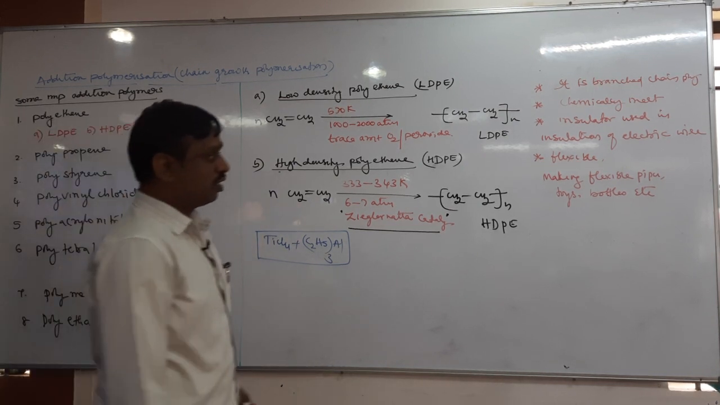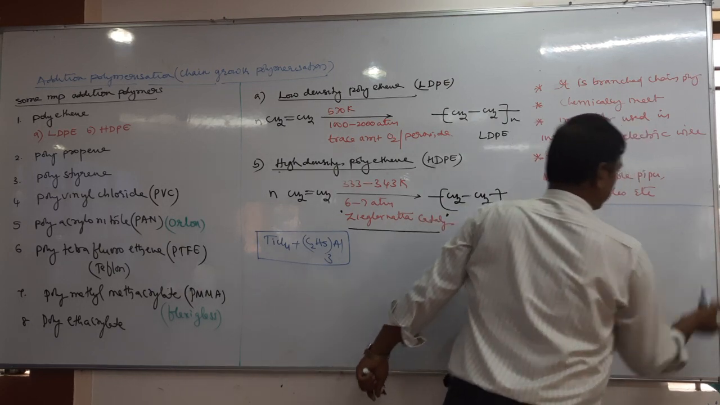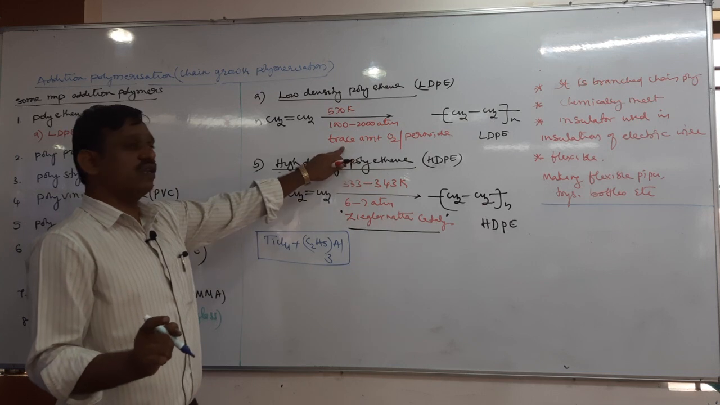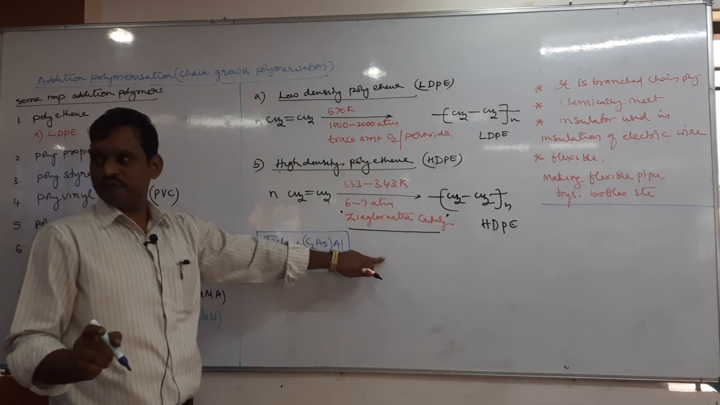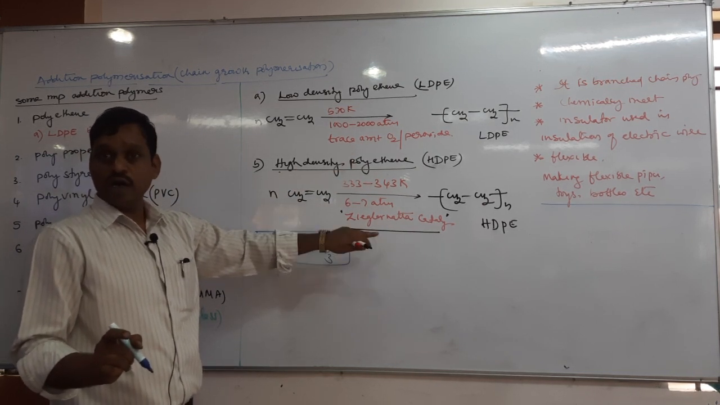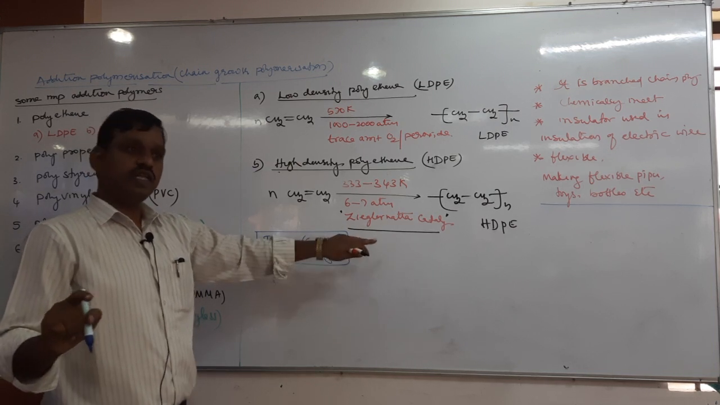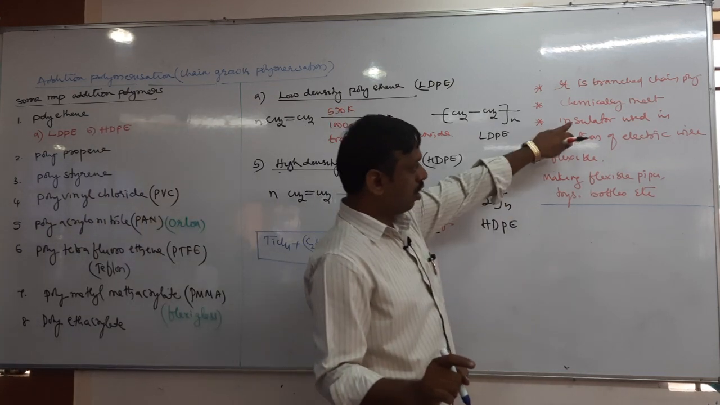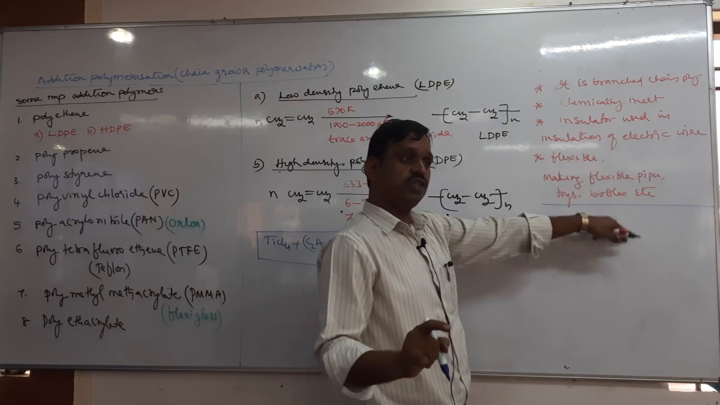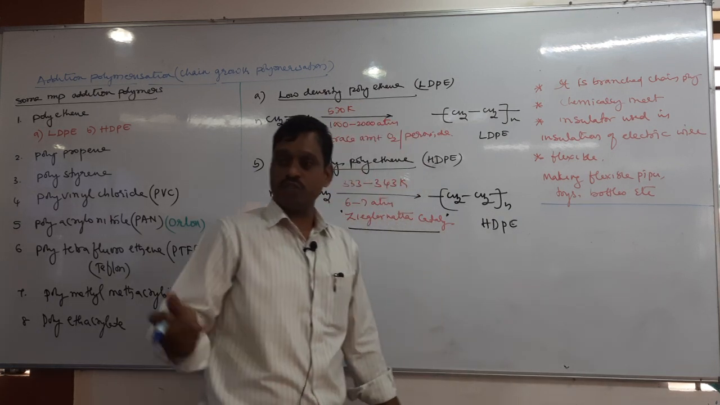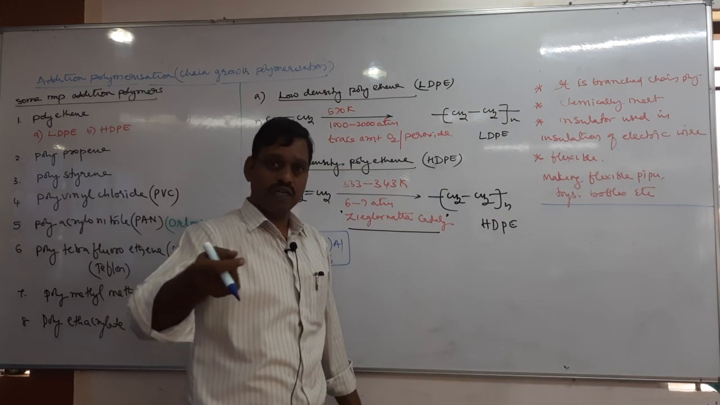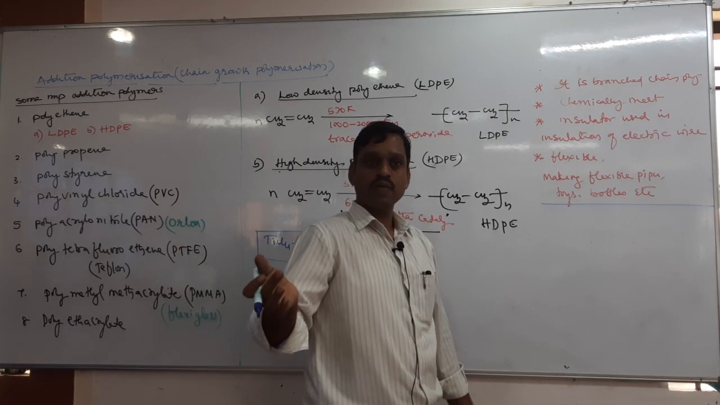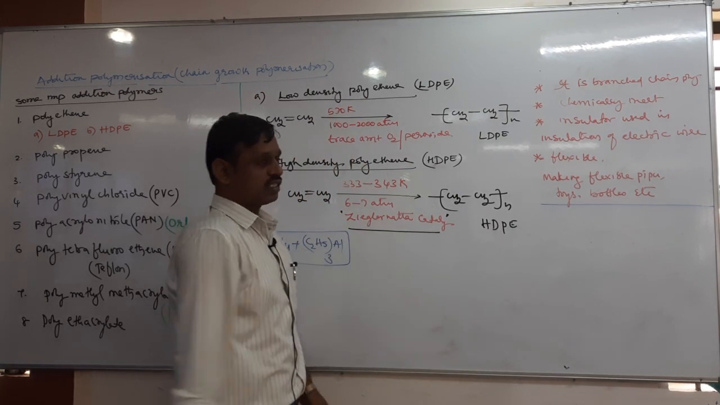Next, what are the properties and uses? The properties are almost similar except one property: it is hard and tough. This polymer is hard and tough due to high density. Because of this, all the uses are common. Along with this, it is also used in the preparation of tubs, buckets, dustbins, and even pipes, bottles, etc.